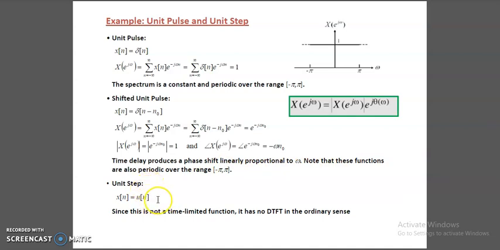When we take the DTFT of the unit step, we know that u of n is not a time limited function. So based on the existence of the DTFT, it is clear that there is no DTFT in the ordinary case. So the unit step has no DTFT normally.